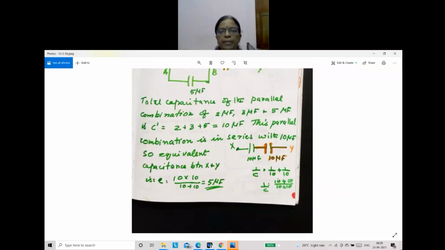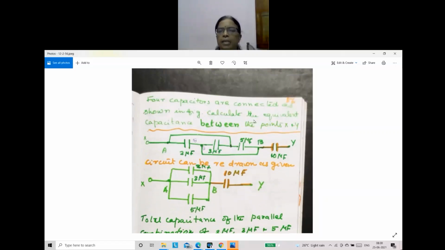See, like this, 1 by C equal to, 10 into 10 is the LCM, 10 plus 10 we get in the numerator. So C becomes C1 C2 by C1 plus C2. So you are getting 10 into 10, 100 by 20 equal to 5 microfarad, children. So we got the equivalent capacitance between the points X and Y. You got the answer. Clear, children?